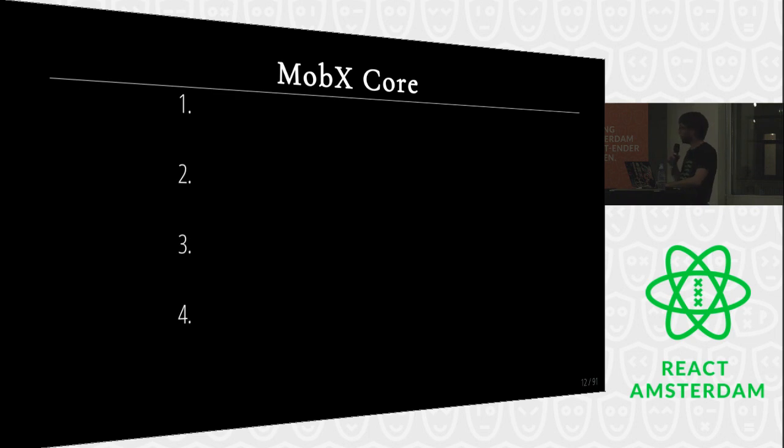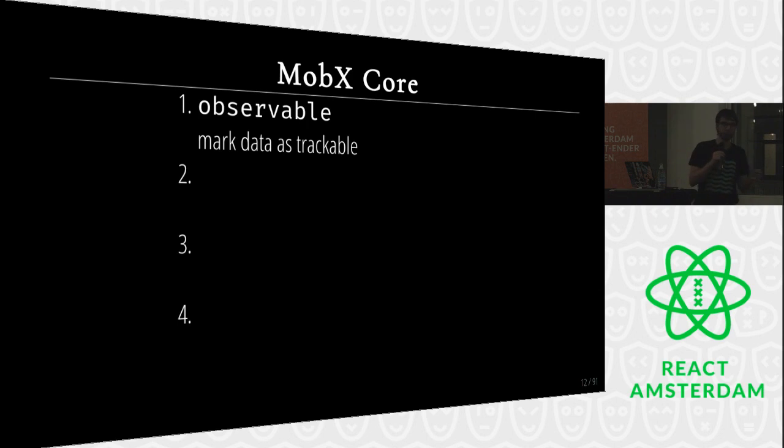So there are four essential functions in the API of MobX. One is observable. It's a function, or a decorator, that takes objects or arrays or primitive values and just makes sure that MobX is able to track what happens to these pieces of data.